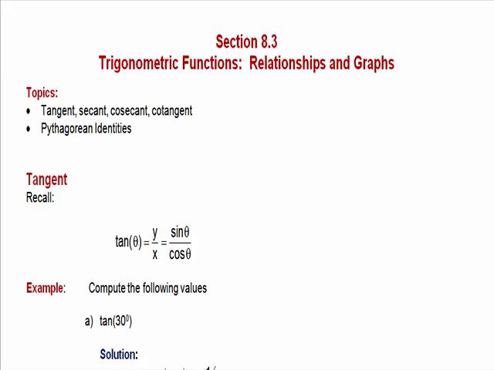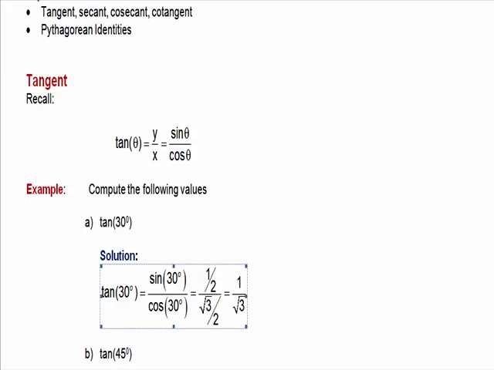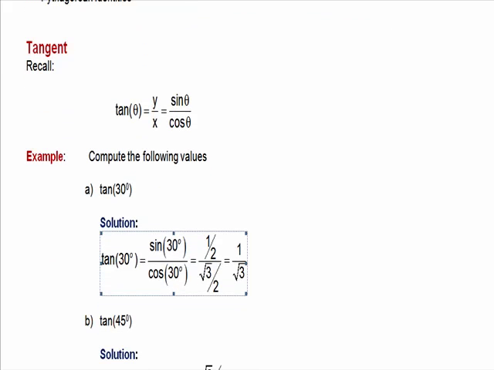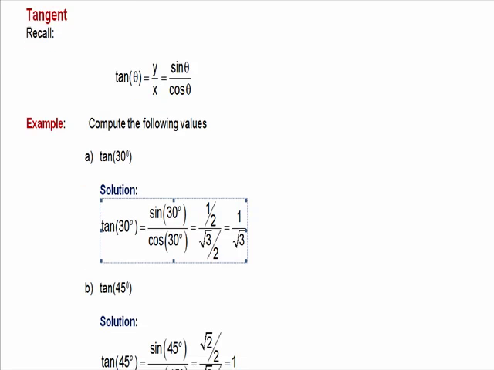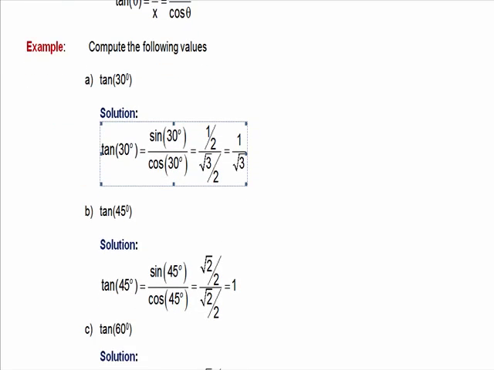So let's start by recalling what we know about tangent. We discussed tangent earlier on in the last chapter, and so we said, remember, that tangent theta on the unit circle is y over x, and in fact, that's true on any circle, it's y over x. And then as a ratio of trig functions, tangent is sine over cosine, sine theta over cosine theta. So let's do a couple of tangent computation examples just to warm ourselves up.